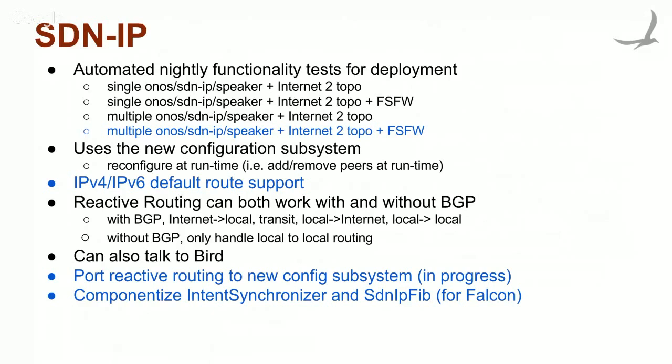Thank you. This is the highlight for the entire EMU release. The sentence in blue color is what we did in the last sprint. So in this sprint, we finally finished the last scenario: nightly function test, multiple ONOS SDNP speakers, based on Internet 2 topology and the integration with Swiss firewall. Another new feature is the default route support in both IPv4 and IPv6. The porting of reactive routing to the new config subsystem is in progress. I haven't finished this yet.